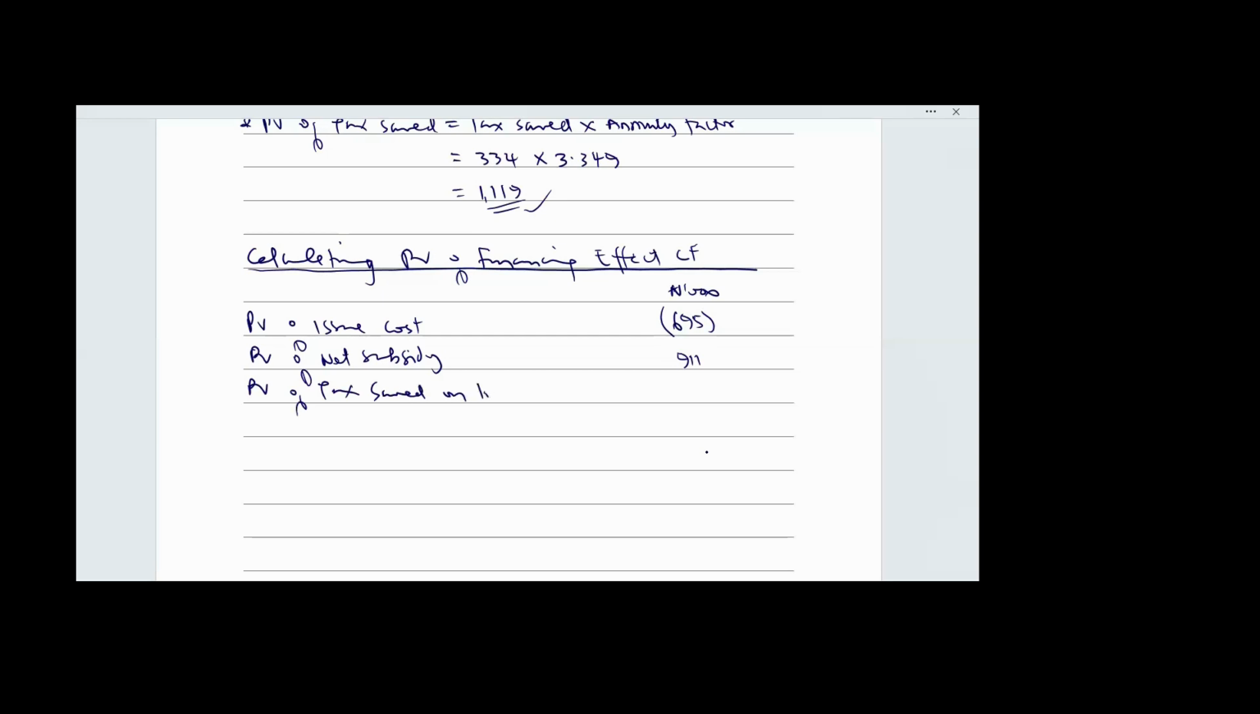Tax saved on interest. We got 1,119. Finally, the PV of financing effects cash flow would then be equal to 1,119 plus 911 minus 695, equal 1335.